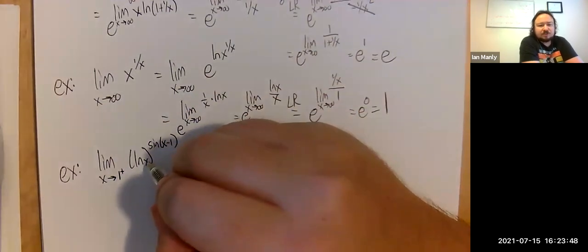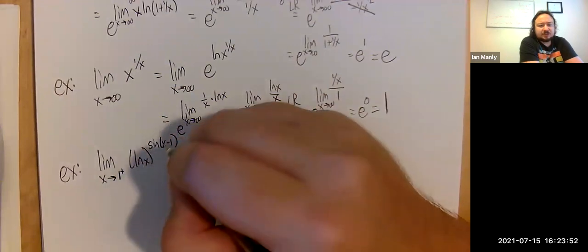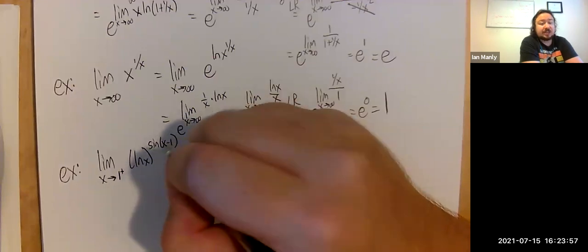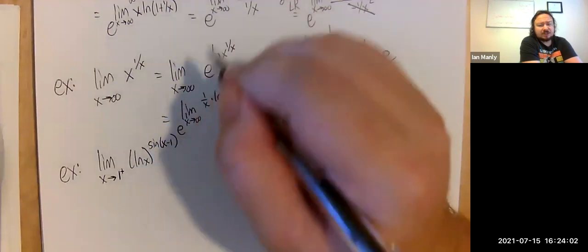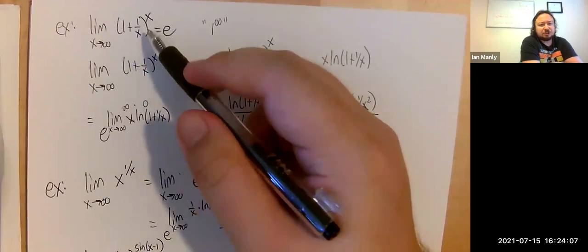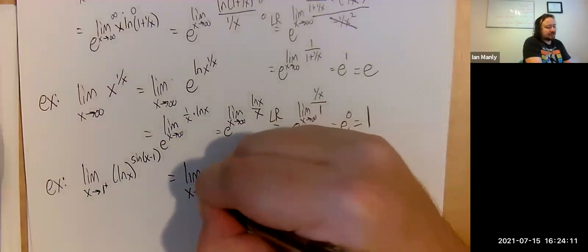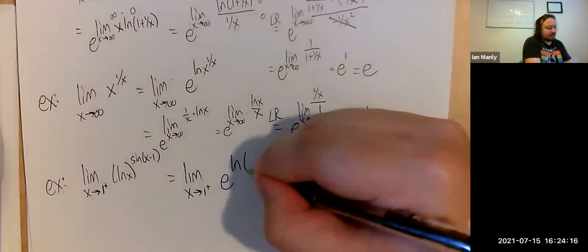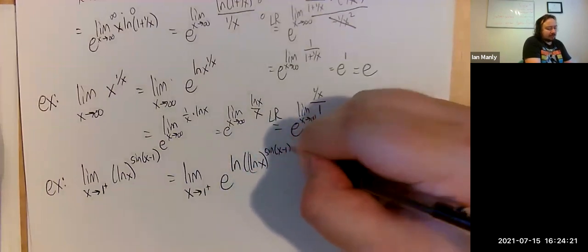So as we approach 1 from the right, this is going to 0 because ln of 1 is 0. And then this is also going to 0 because we'll have 0 in here and sine of 0 is 0. All right, now we're going to do this the same way that we've done the previous two examples. This method will work for any exponential indeterminate form. So this is the same as the limit as x goes to 1 from the right of e to the natural log of ln of x to the sine of x minus 1.